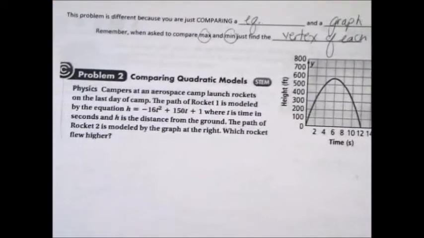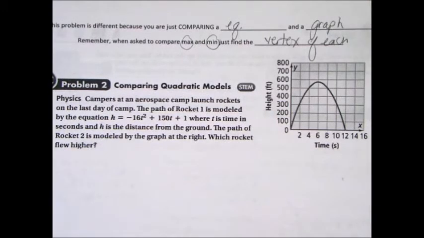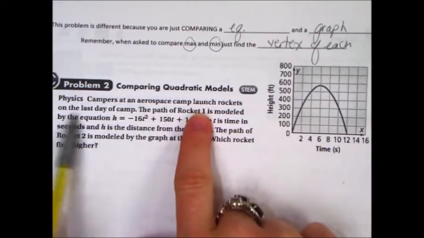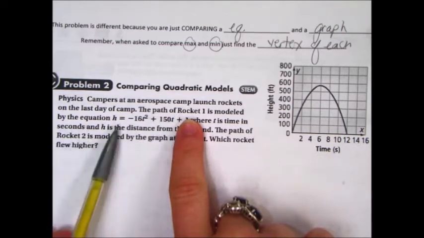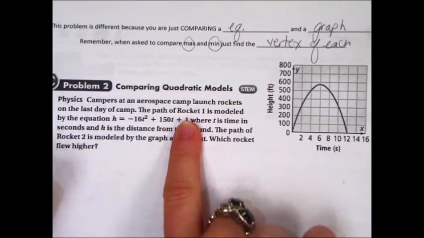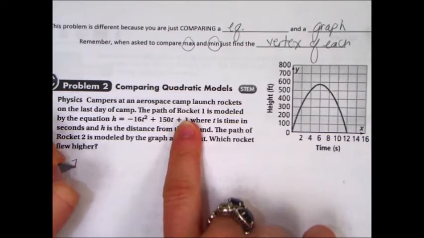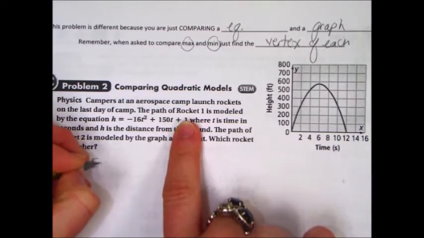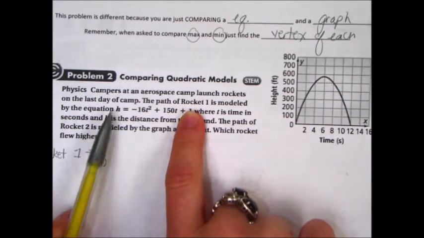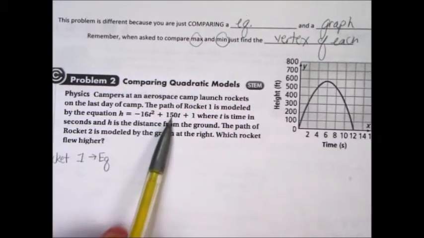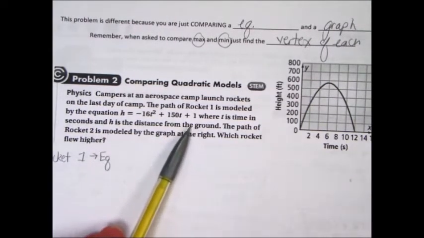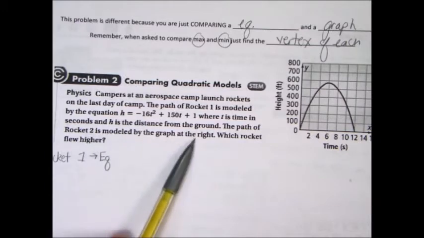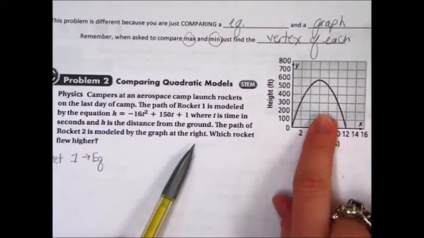Now we're going to have to kind of think through problem 3. So as I read it, just kind of try to picture it in your mind. Campers at an aerospace camp launch rockets on the last day of camp. The path of rocket 1 is modeled by the equation. So for rocket 1, they give us an equation. All right. And the equation is h equals -16t squared plus 150t plus 1, where t is the time in seconds and h is the distance from the ground. The path of rocket 2 is modeled by the graph at the right. So here's your graph over here for rocket number 2.